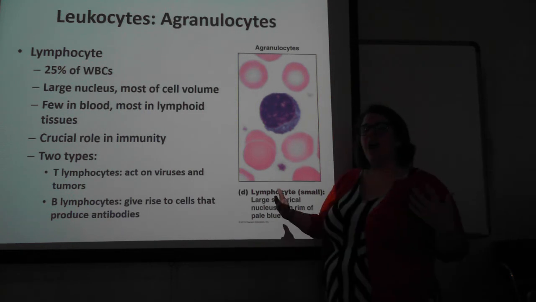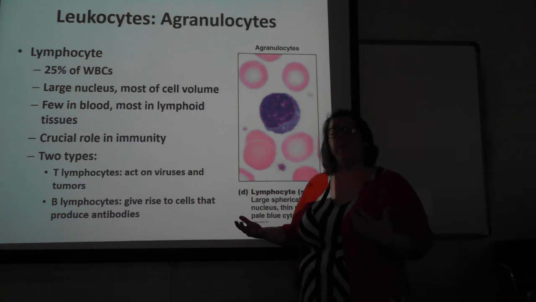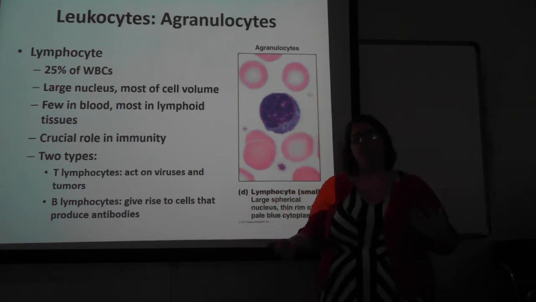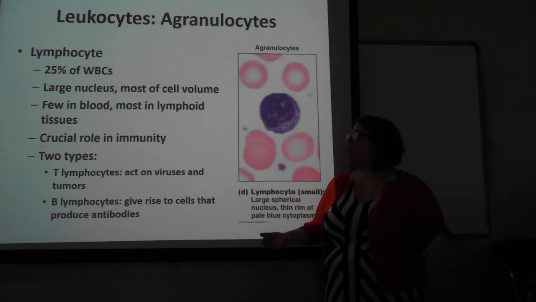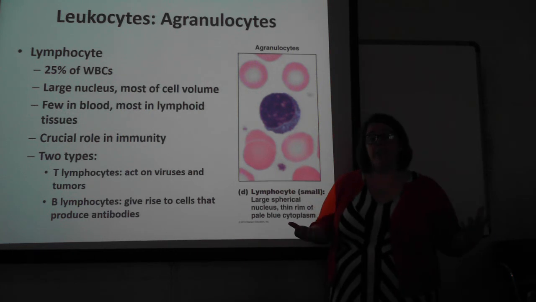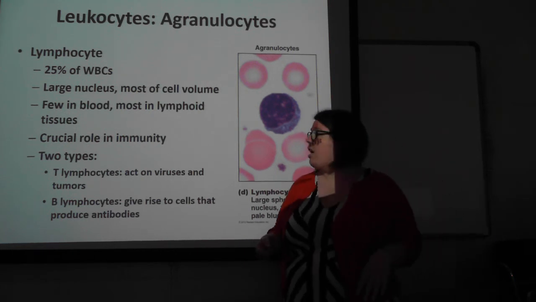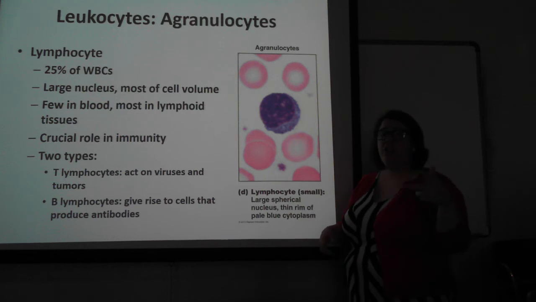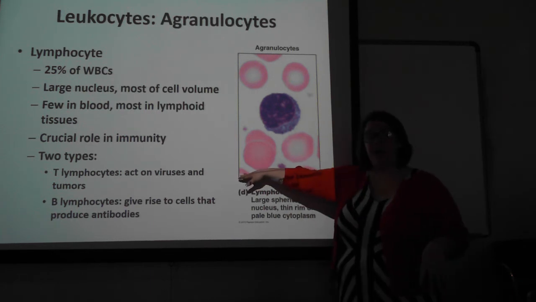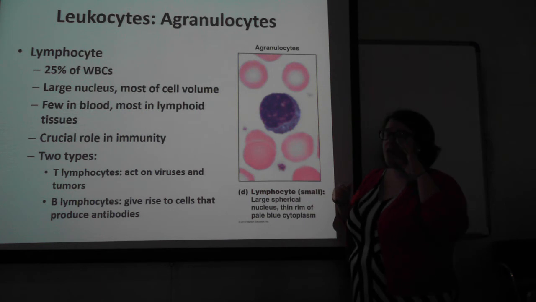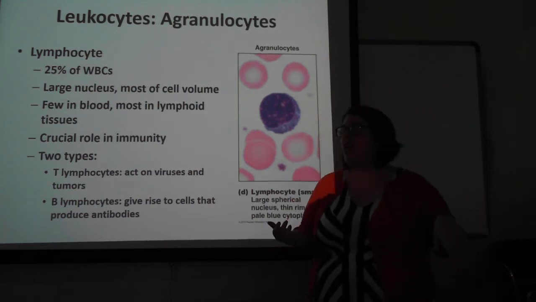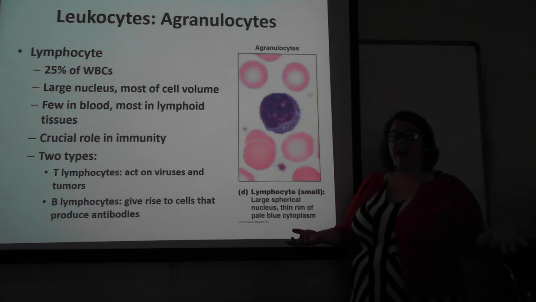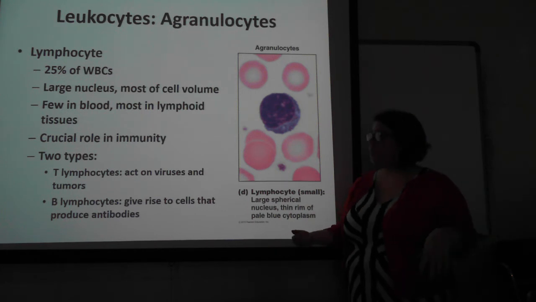Now, we don't have a lot of these actually circulating in our blood. These tend to hang out in places like our lymph nodes and our tonsils. Those are what are called lymphoid tissues. You do have some in your blood, just not a ton. And there's actually two different kinds of lymphocytes. There are what are called T lymphocytes. Those are going to mature in your thymus gland, which is right here above your heart. Their target is viruses and tumors.